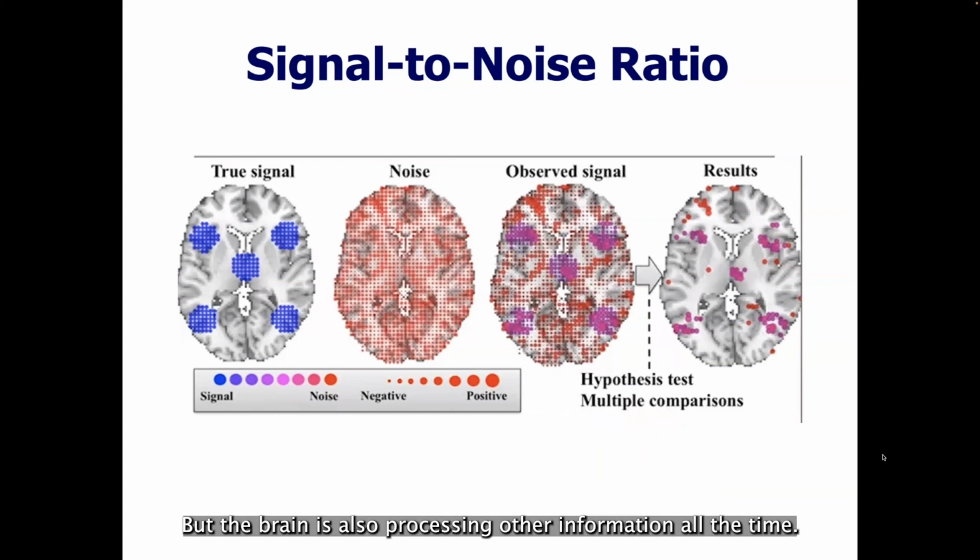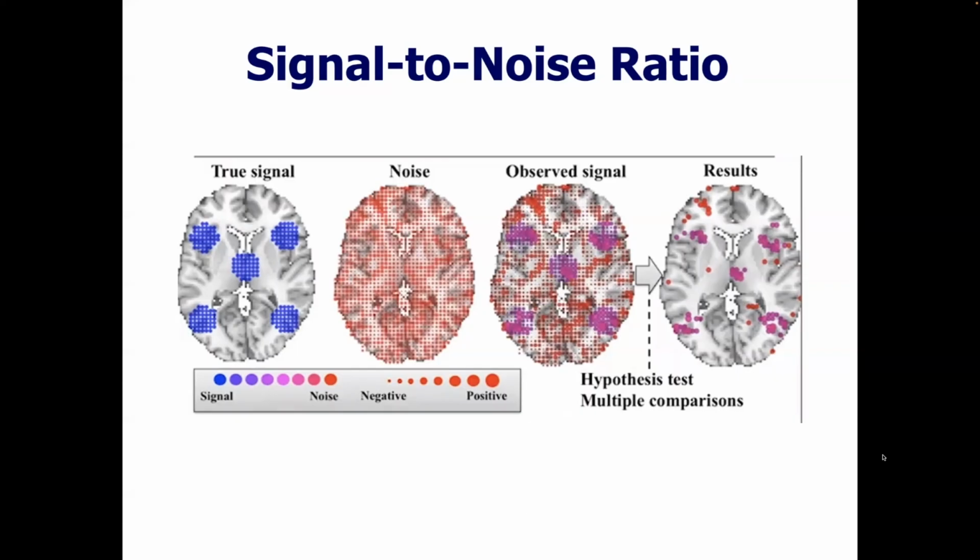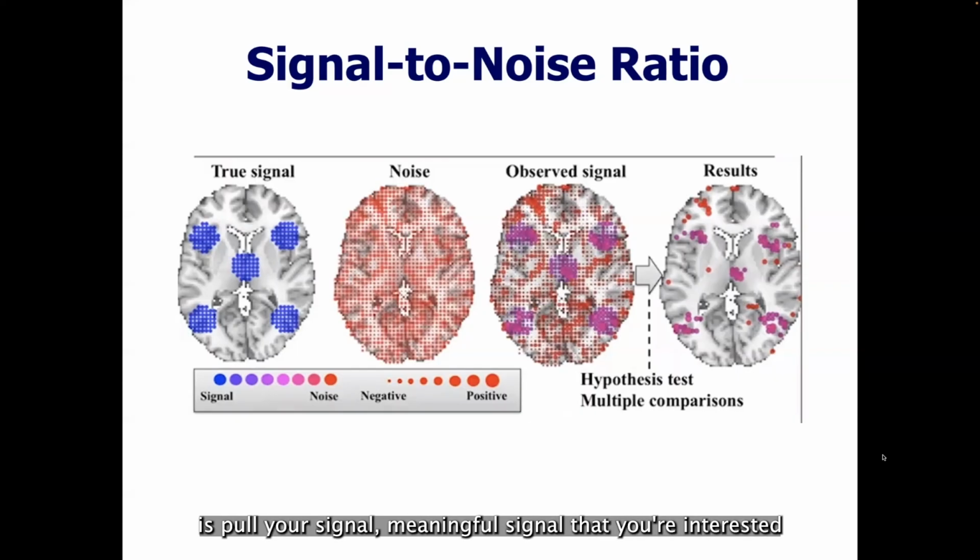But the brain is also processing other information all the time. There's blood flow everywhere in the brain based on different neural firing patterns that are not related to the finger tapping task. And so what you really want to be able to do is pull your meaningful signal that you're interested in, those areas that are involved in tapping your fingers, beyond the baseline level of flow and what we would call noise. Now, it's not noise to the participant. They need that blood flow and neural firing patterns to live.